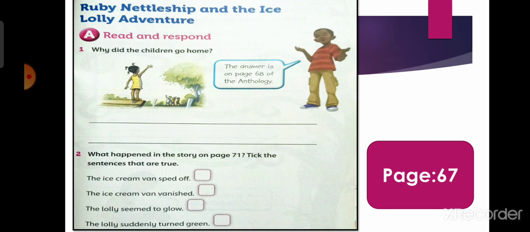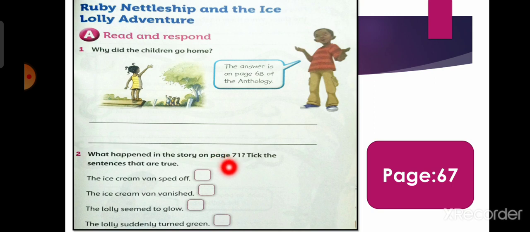The next question is, what happened in the story on page 71? Tick the sentences that are true. Here are four statements. Let's read these statements. Then you will tick in front of only those statements that are true. The first one is, the ice cream van sped off. Sped off means to leave or depart very quickly, especially by driving.